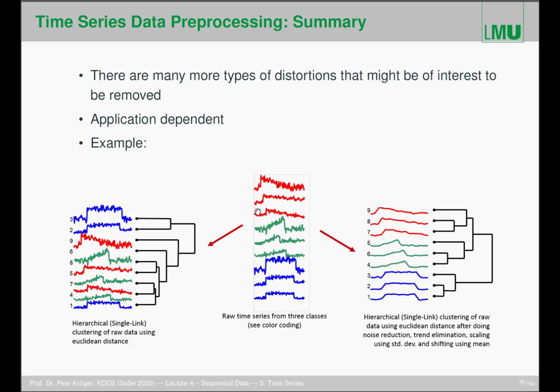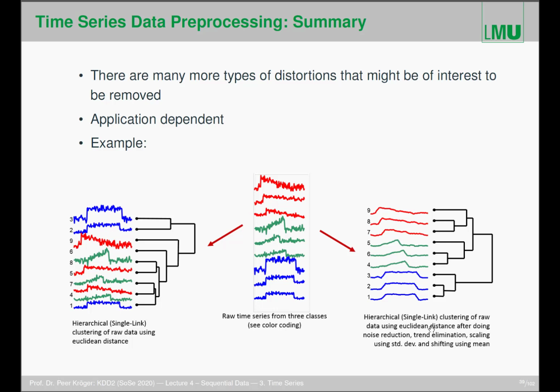And here's just an example where pre-processing really makes sense. Here are the raw time series from 3 classes, the blue ones, the green ones, and the red ones. If you apply hierarchical clustering using single link on the raw data using Euclidean distance, you end up with something which is not really what you want. It's not a clear distinction between those 3 classes. It's a mixed vegetable here, obviously.